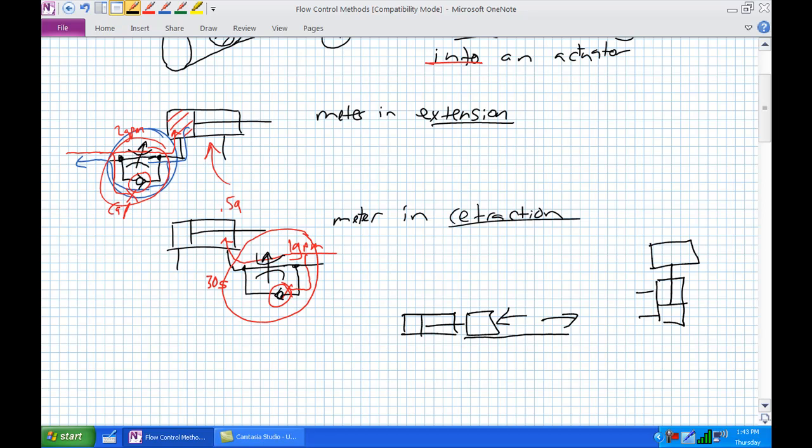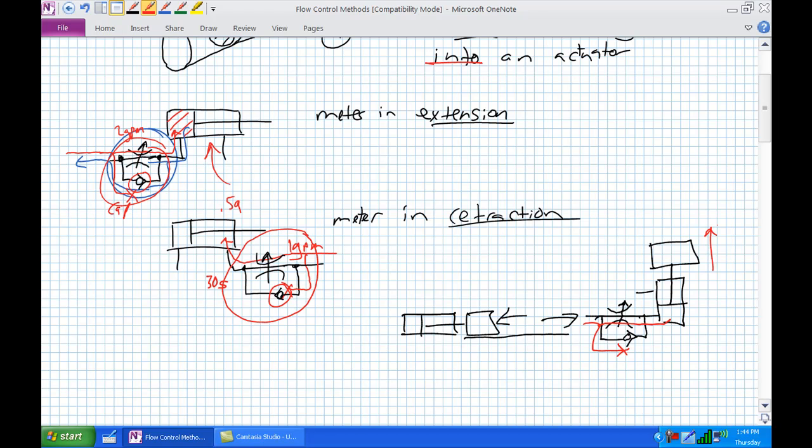Let's say here's an incredibly high weight, a large weight there. And let's say I'm going to have meter in extension. So with meter in extension, because flow can't go this way, I'm controlling the speed at which the cap end fills. And I can control the speed of the ascent.